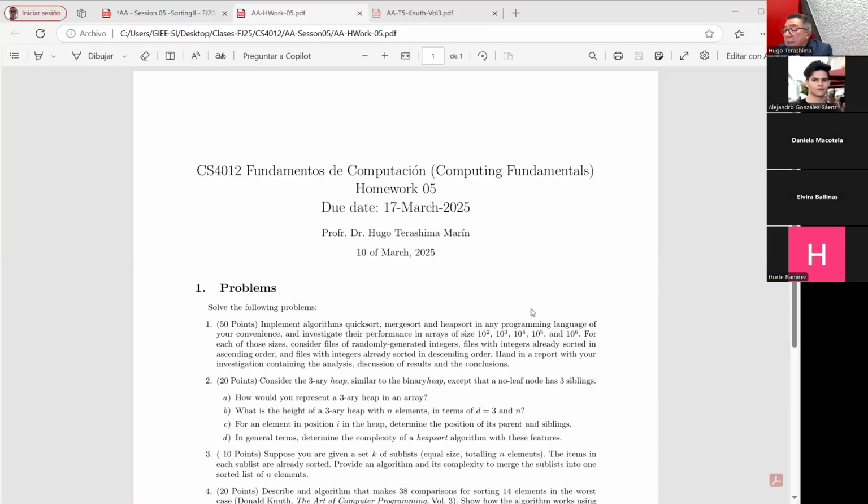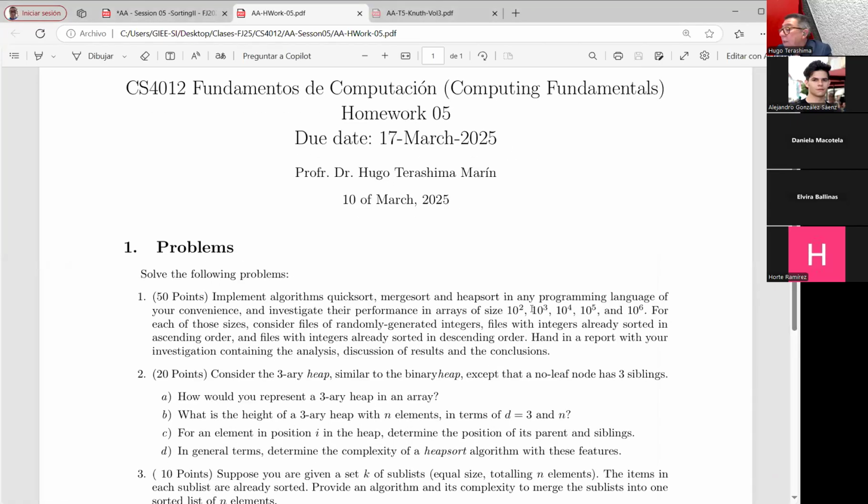So can you see my screen there? Yes. Okay, so this is today, and I still state that the homework should be submitted in a week, right? That is not the case. Like, you know how this works.